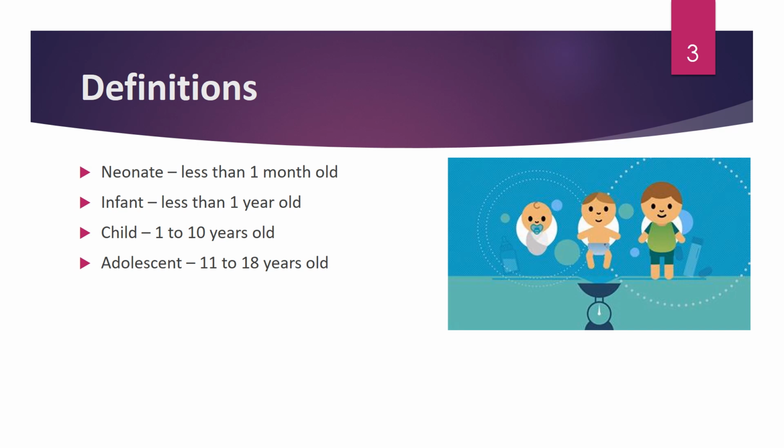So just some definitions to start us off in regards to keeping everything consistent. Anytime that we discuss these terms, these are essentially the types of patients that we're referring to within the pediatric population. So a neonate is a patient who is less than 1 month old. An infant is someone who is less than 1 year old. A child is 1 to 10 years old. And an adolescent is going to be, for our purposes, 11 to 18 years old. Anybody who we consider above 18 years old, we will consider an adult for our purposes for this talk.